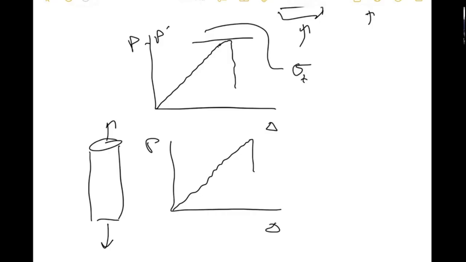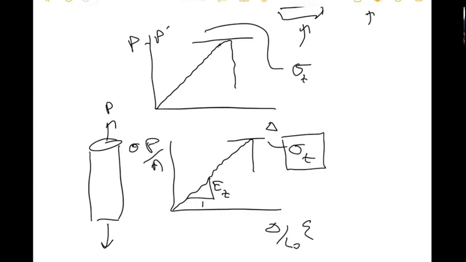And if you just pull this, P over area is stress, right? And this over initial length is strain. That's what we did before. And so from this test, you would not only get the tensile E, but you would also get this, which is the tensile strength, sigma T. And so this would be a very simple measure of a strength.